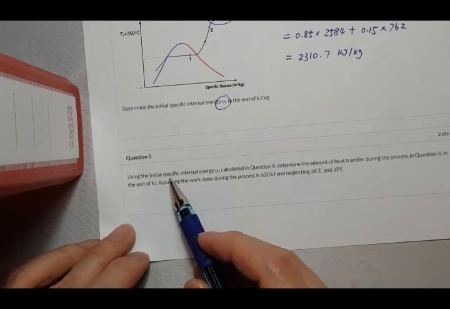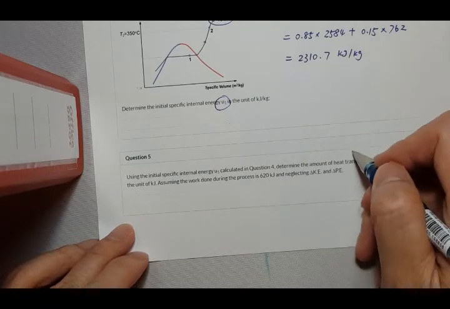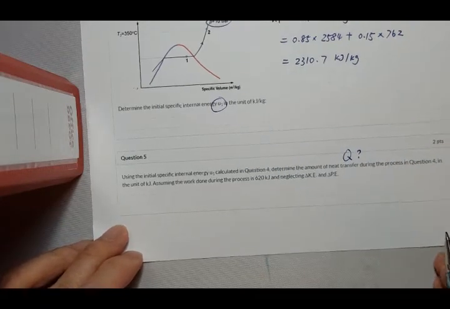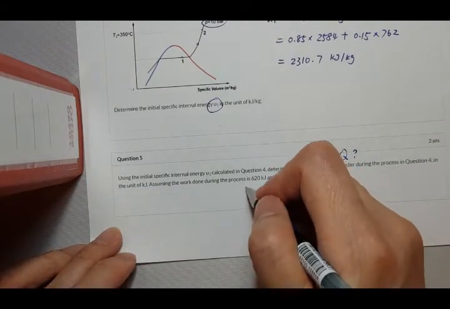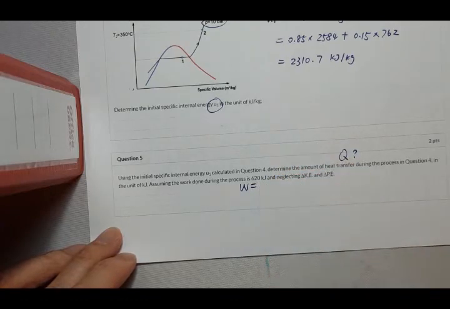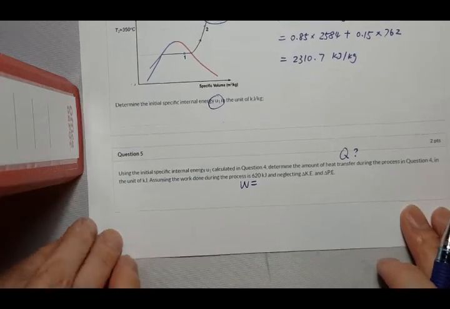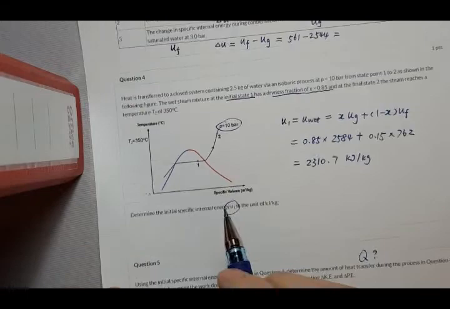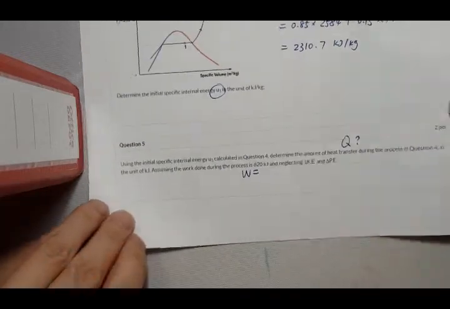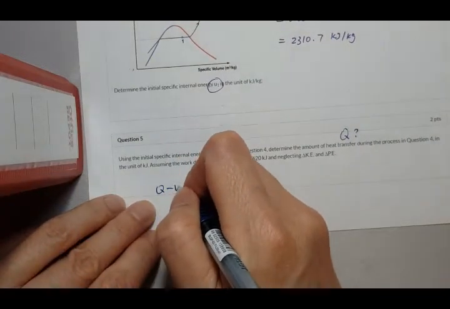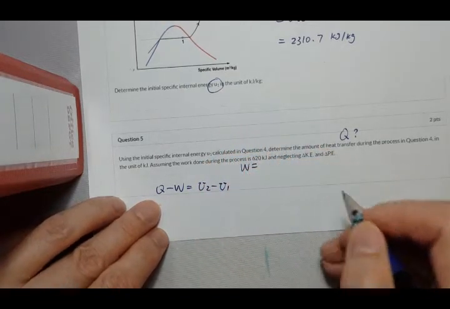Using the initial specific internal energy U1 calculated here, determine the amount of heat transfer. So we need to calculate the Q during this process, assuming the work done is 620 kilojoule. So Q and W have been given. Again, you can see that this is a closed system. As I said, in a closed system we only have one equation to describe the relationship between Q and W. Q minus W is equal to U2 subtract U1, right?